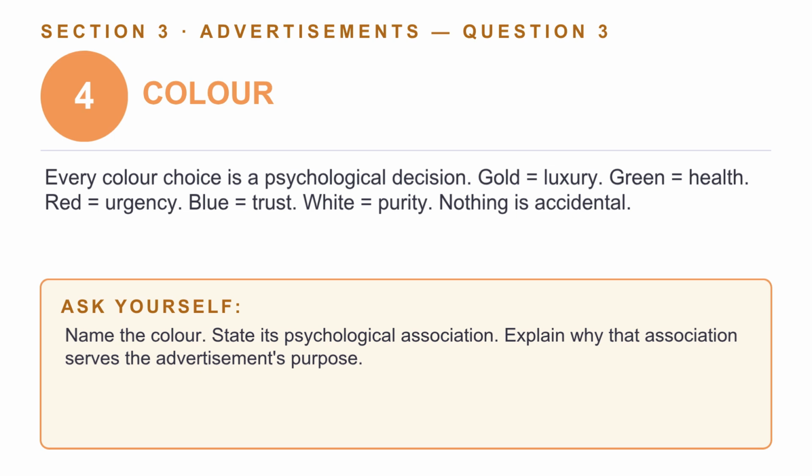Red creates agency, passion, or a sense of danger. Blue builds trust and reliability. White signals purity and simplicity. When you are asked about color, name the color, state what psychological association it carries, and explain why that association serves the advertisement's purpose and target audience.